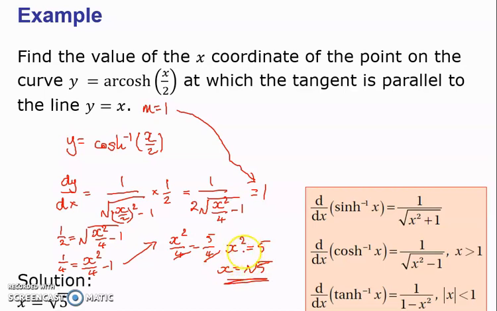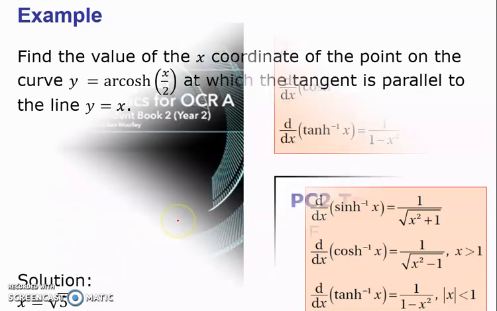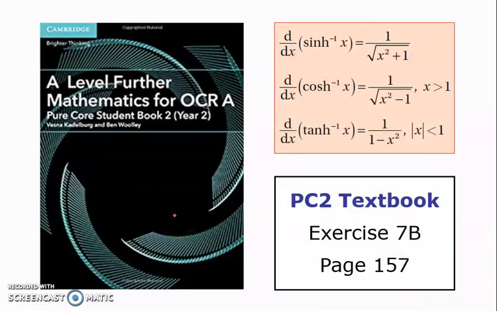So it's a bit of a weird question, but you'll notice all I did was I differentiated it. It told me it's parallel to this line, which of course I know the gradient of, so I set that gradient equal to 1 and then solve the resultant equation. So hopefully that's okay. Well, that's the end of the questions for exercise 7b. Have a look at the textbook questions and get in touch if you get any problems.